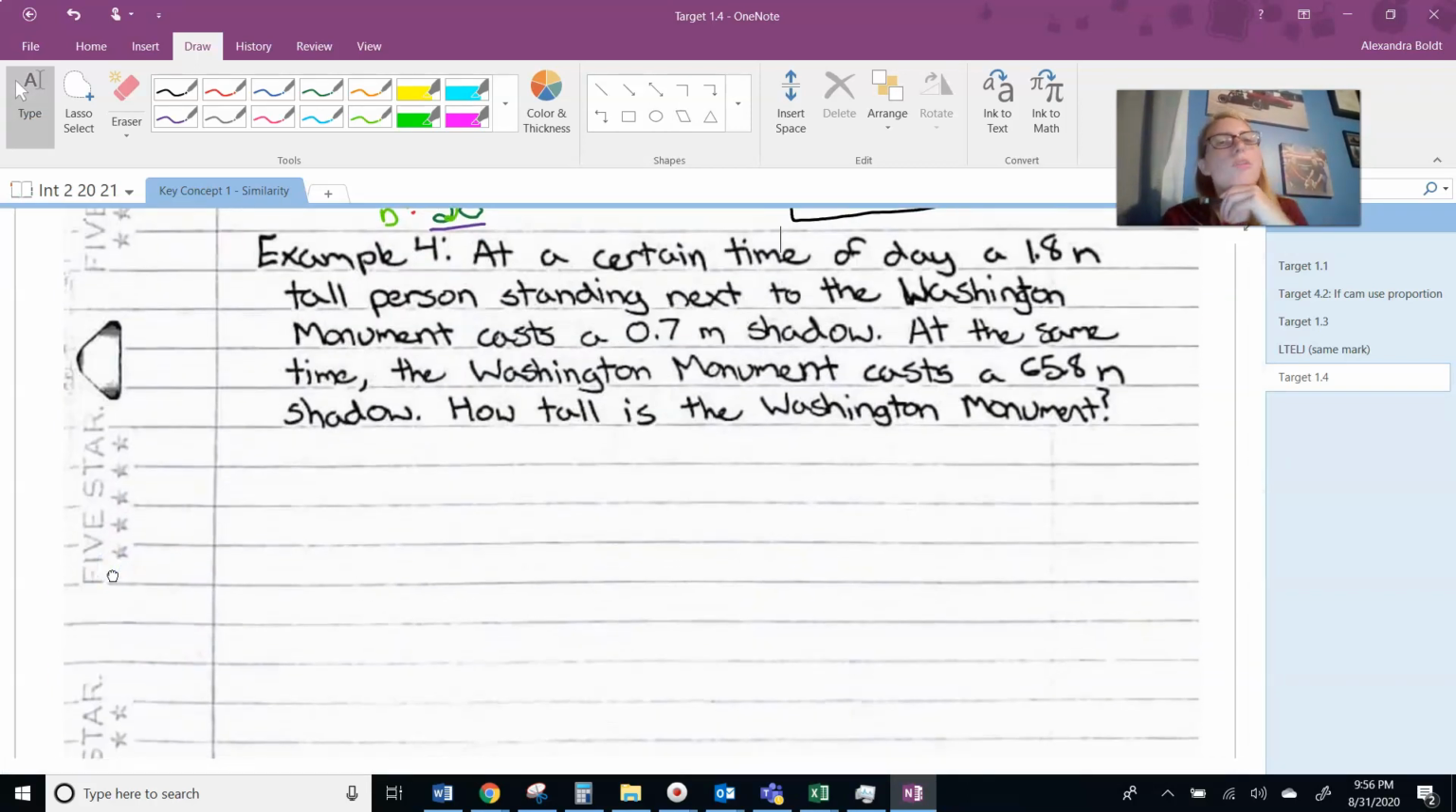All right, the last thing we're going to look at is just some word problems. So looking at example 4, at a certain time of day, a 1.8 meter tall person standing next to the Washington Monument casts a 0.7 meter shadow. At the same time, the Washington Monument casts a 65.8 meter shadow. How tall is the Washington Monument? Okay. So I'm going to draw this. Here's my person.